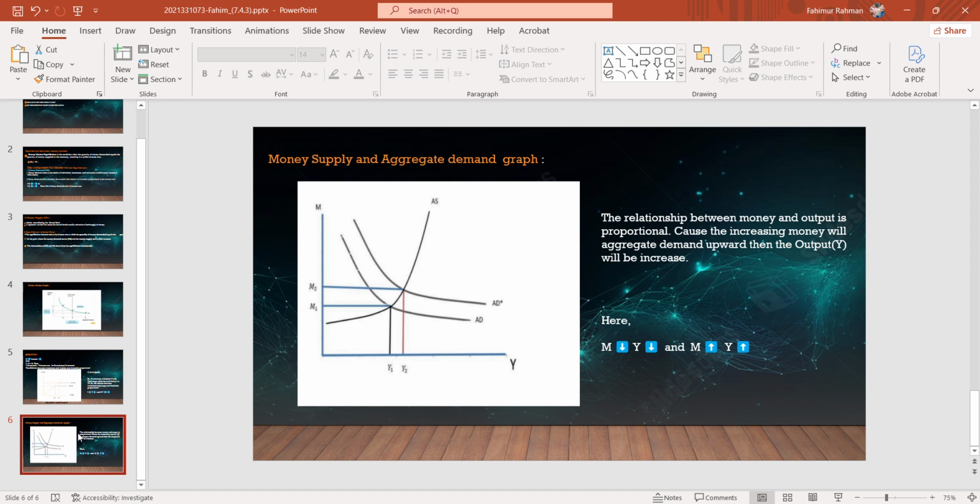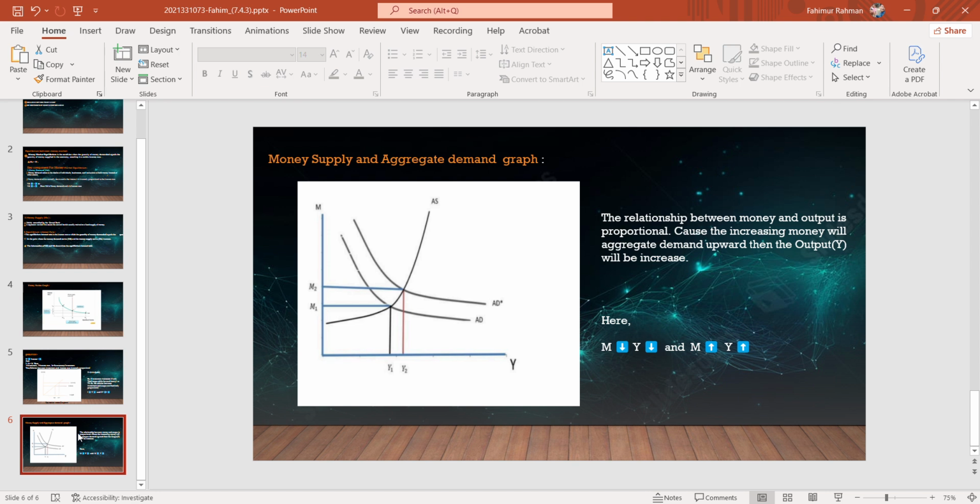After that, our next graph is the money supply and aggregate demand graph. This graph represents the model of aggregate demand and aggregate supply. In the y-axis, Y1 and Y2 represent output or GDP, and in the x-axis, M1 and M2 represent the money. Here AD represents aggregate demand, and AS represents aggregate supply.